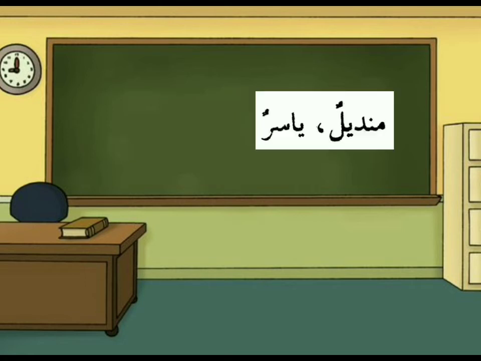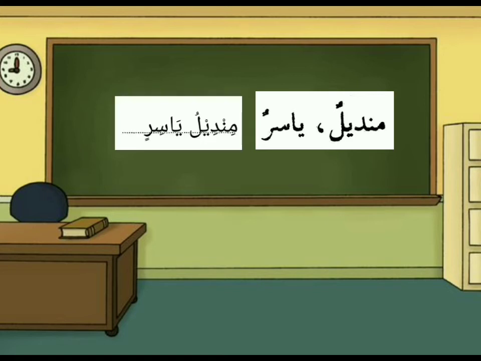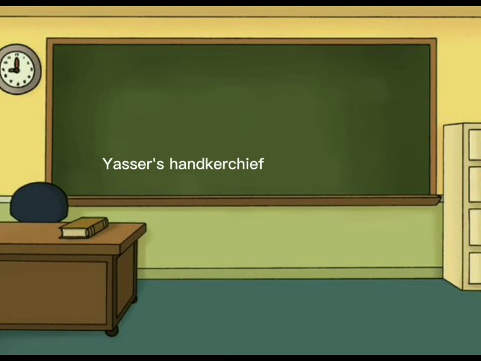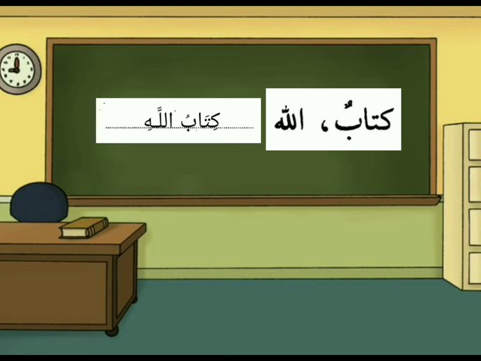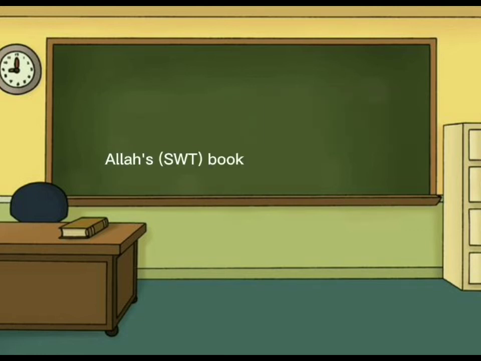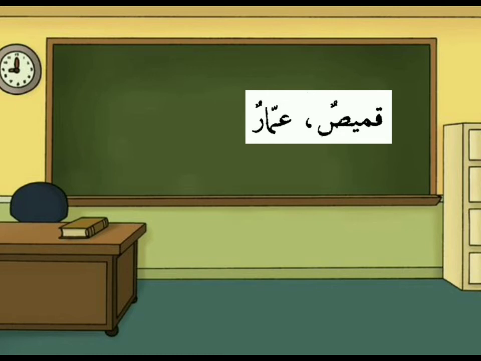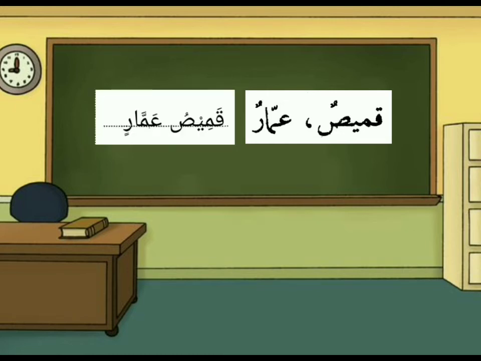Next is Mindilun and Yasirun. So, Mindilun and Yasirun is Mindilu Yasirin, or Yasir's handkerchief. Next is Kitabun and Allahu. So, Kitabun and Allahu is Kitabullahi, or Allah's book. Next is Kamisun and Ammarun. So, Kamisun and Ammarun is Kamisu Ammarin, or Ammar's shirt.